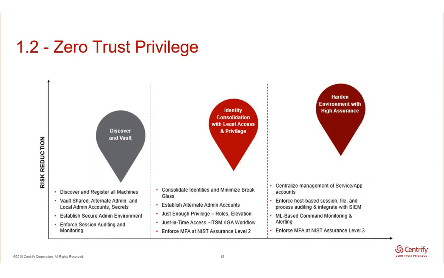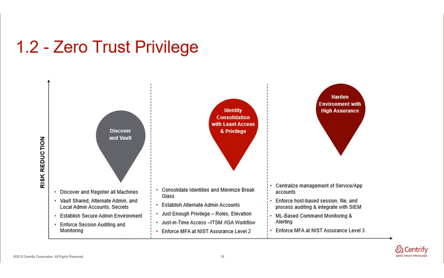Now, Centrify's Zero Trust Privilege model focuses on three critical areas: the discover and vault, identity consolidation with least access and privilege, and hardening the environment with high assurance. Now, we're going to cover all of these in this course, and it's important to understand how these solutions are going to apply to these three main areas.